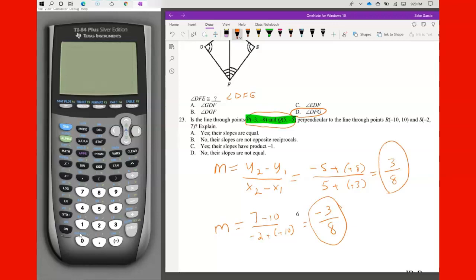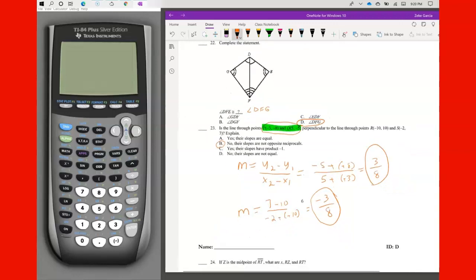and they're not equal to each other, nor are they opposite. So the answer would be B. No, their slopes are not opposite reciprocals, okay? For them to be perpendicular, it has to be opposite reciprocals. So let's look at 23, and the answer is B. The answer is B.